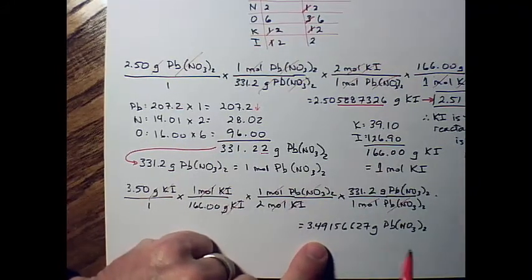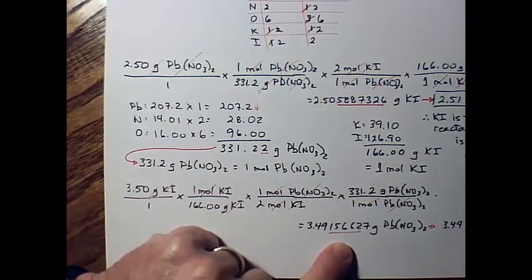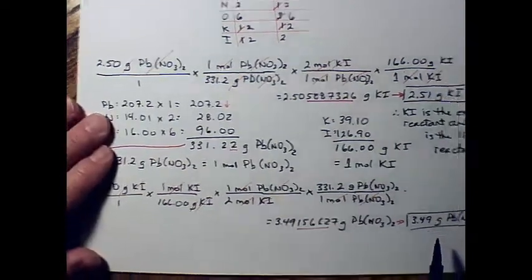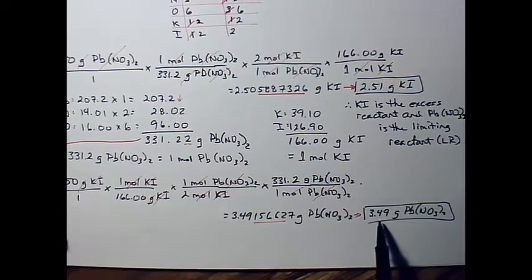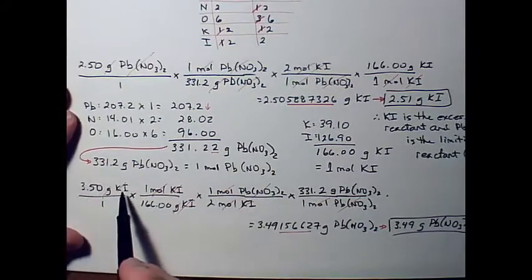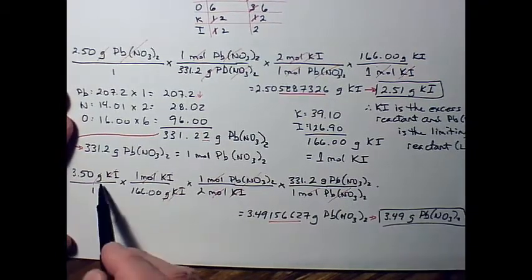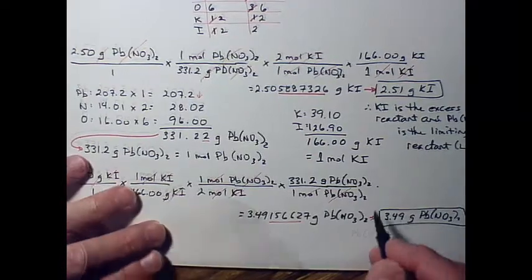Again, we've got 3 significant digits. So we've got 3.49 grams of lead 2 nitrate. Now, in the problem, we started out with 2.50 grams of lead 2 nitrate. So this is the amount of lead nitrate I need to completely react with 3.50 grams of potassium iodide. I need more of this to completely react with potassium iodide than I actually have. I only have 2.50 grams of aqueous lead 2 nitrate. So I don't have enough of this. That makes this the limiting reactant.